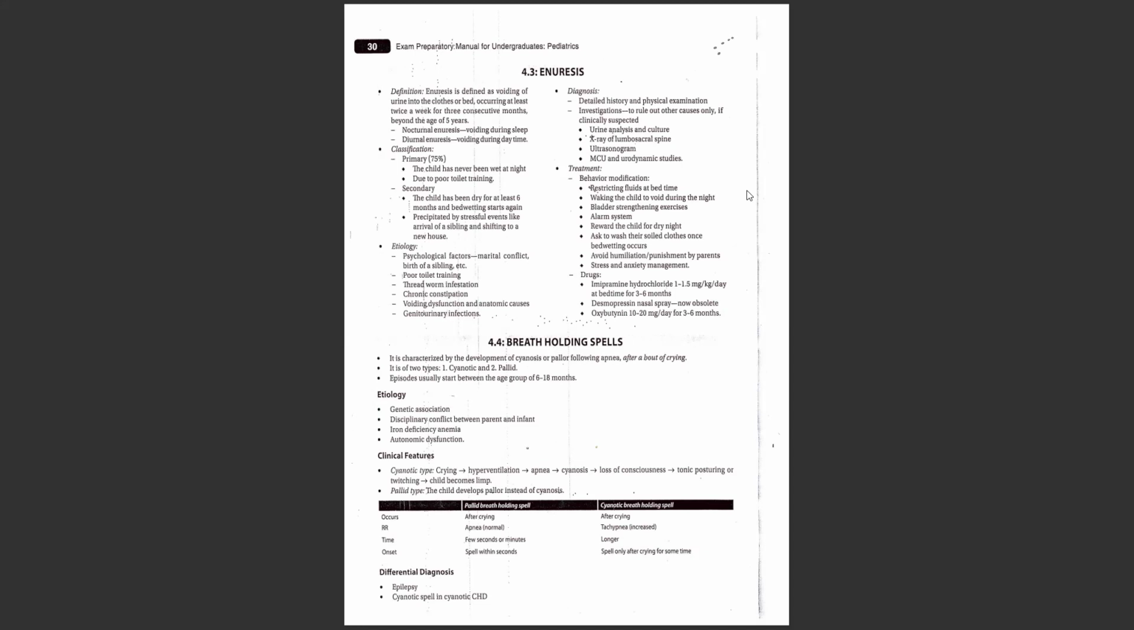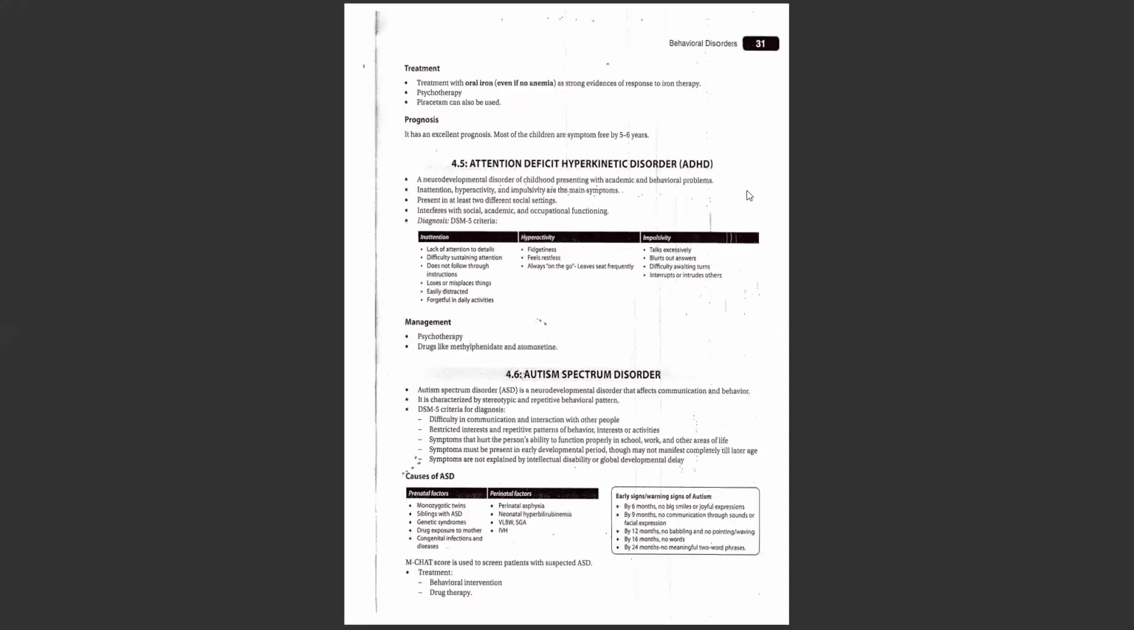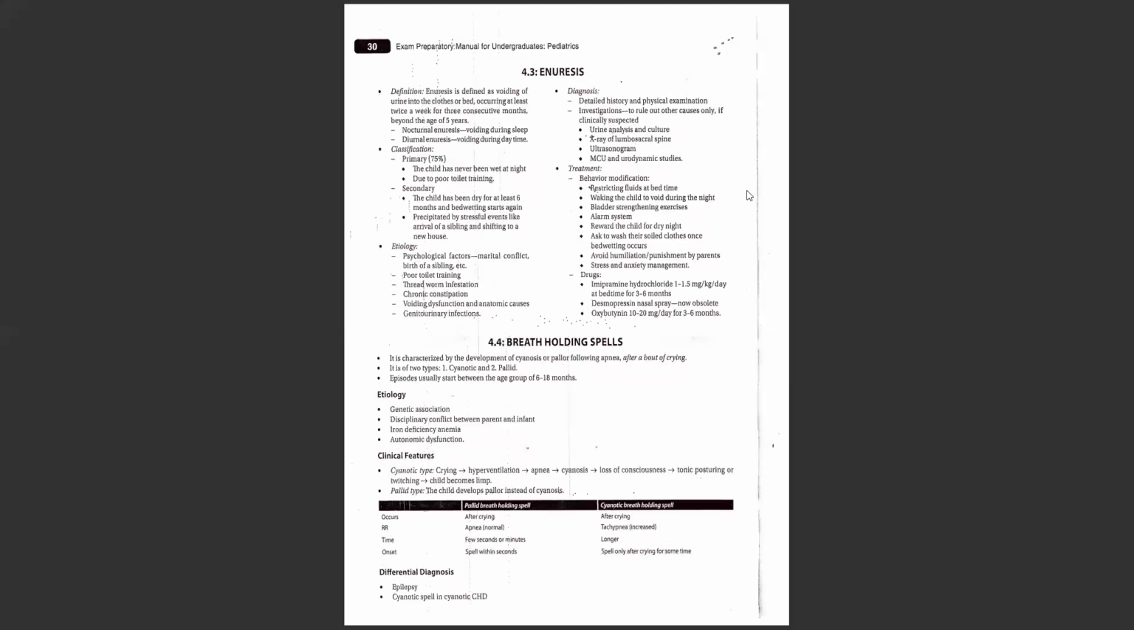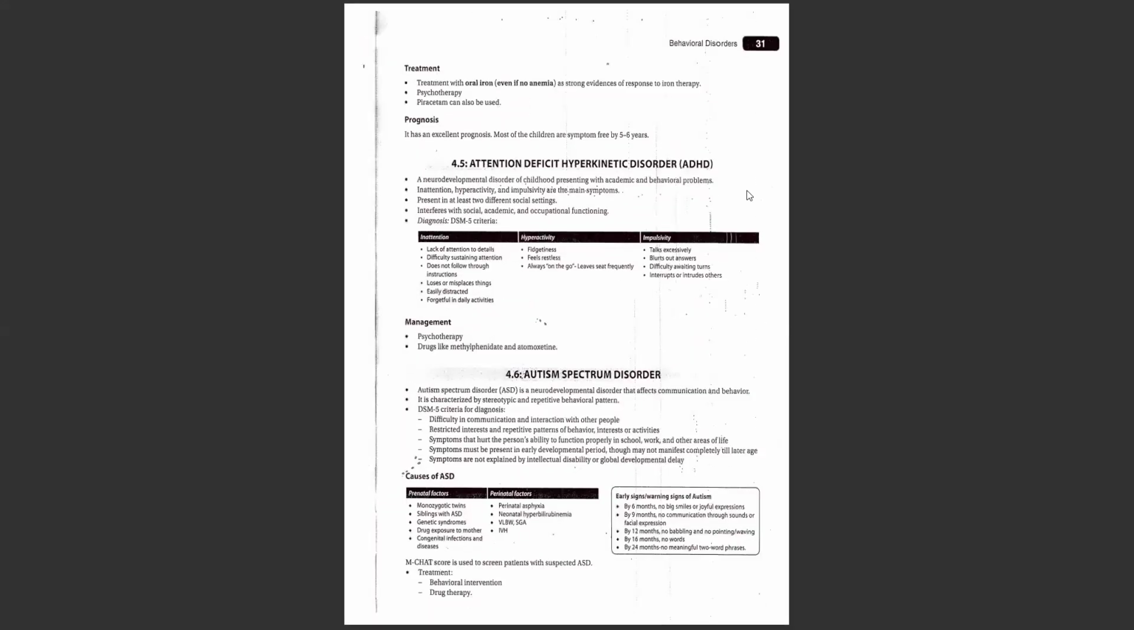The differential diagnoses for breath-holding spells are epilepsy and the cyanotic spells of cyanotic congenital heart disease. Then, going to the treatment modalities of breath-holding spells, the first one is treatment with oral iron.